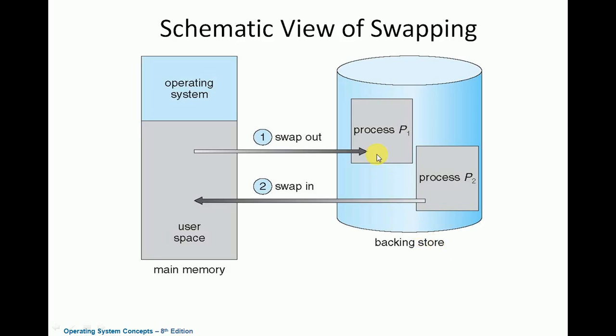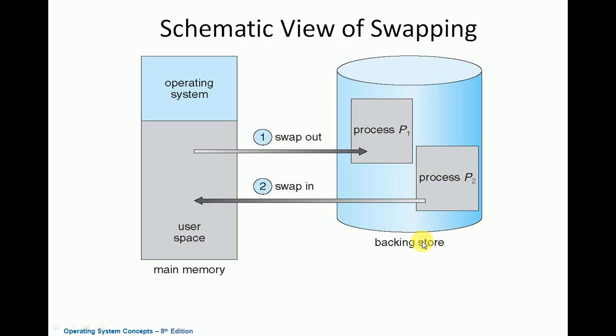So now let us see a schematic view of swapping. This is the main memory. At the beginning there is the operating system. This is the user space, where the user programs have to be loaded. This user space may not be sufficient if the program is large. In this case, the existing processes from the main memory can be swapped out. That is called rollout.